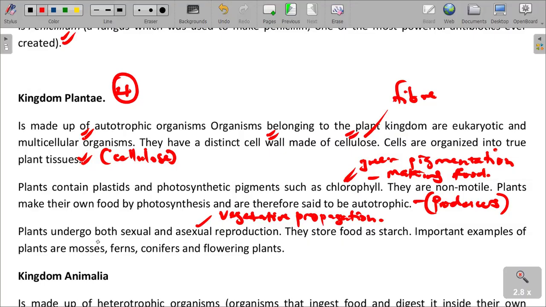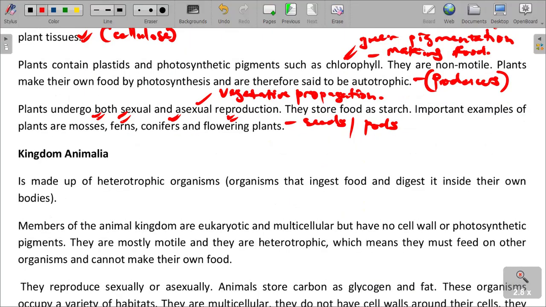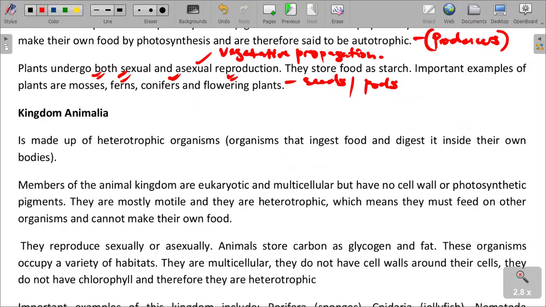We have got the mosses, we have the ferns, we have the conifers, and then flowering plants. Flowering plants, there are quite a lot of them, which we said also have seeds. They contain seeds in them. They have got pods, which also contain seeds in them. So that is about the plants.